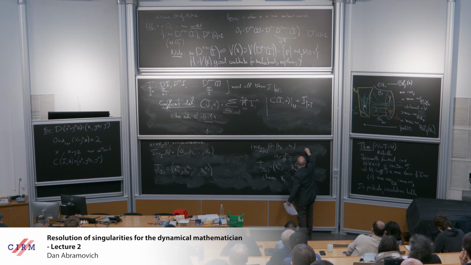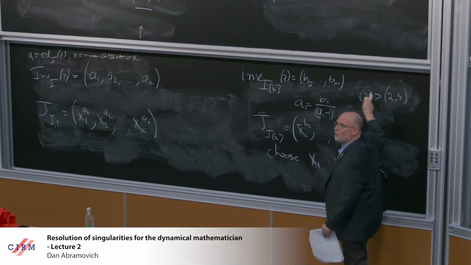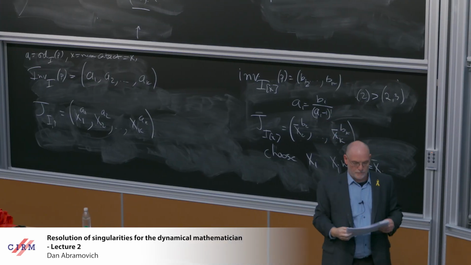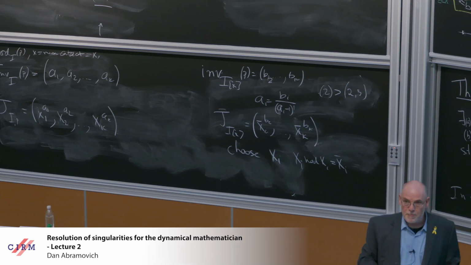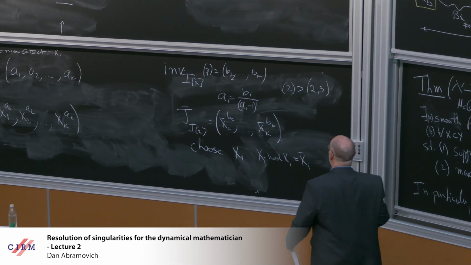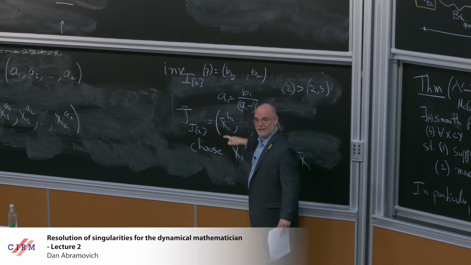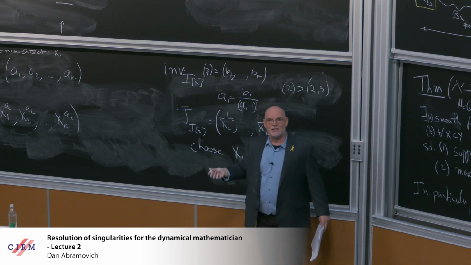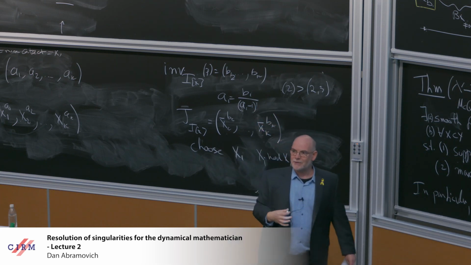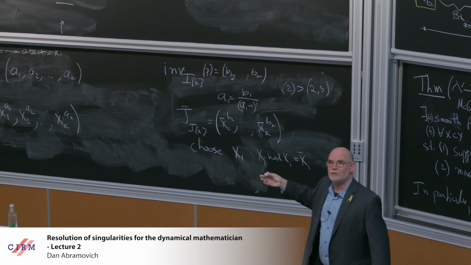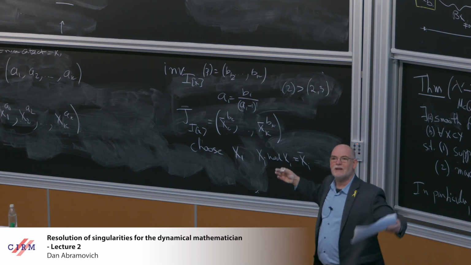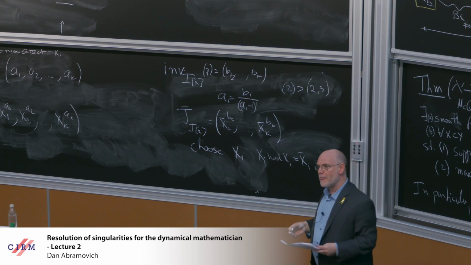So 2 is bigger than 2, 3, because 2 is like 2 comma infinity, if you wish. So that's a lexicographic order. It is a well-ordered set because even though there are denominators, the denominators are bounded by the previous terms, so it's order equivalent to sequences of integers of length at most the dimension of y.